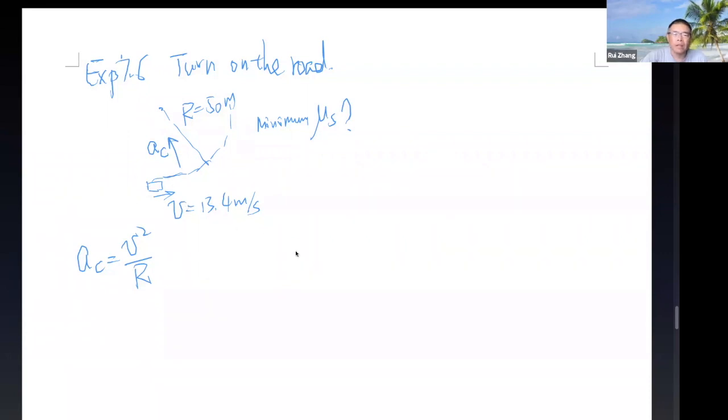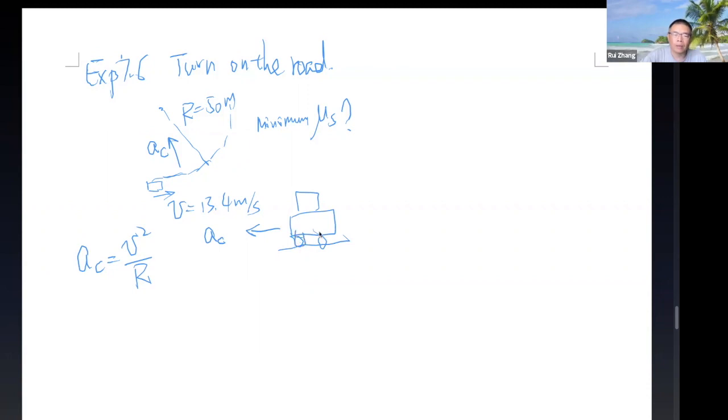If you think about this car, let me draw the car from the front point of view, or from the rear. The car's going into the paper, and we need a centripetal acceleration from here. We need some force going along this direction, pointing toward the center. So what can that force be?